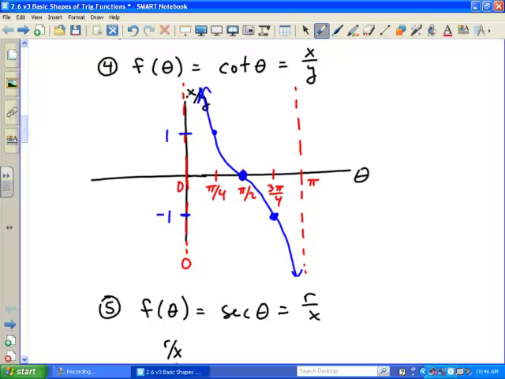So a big difference between the graphs of tangent and cotangent. They have similar shapes, but they're opposite in direction, and they also have different quarter points.